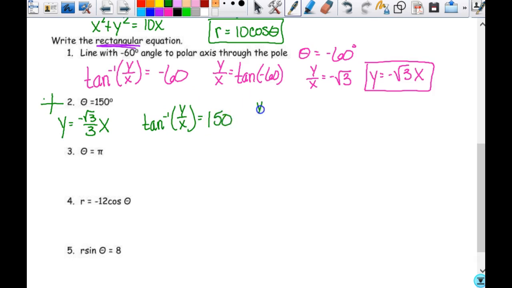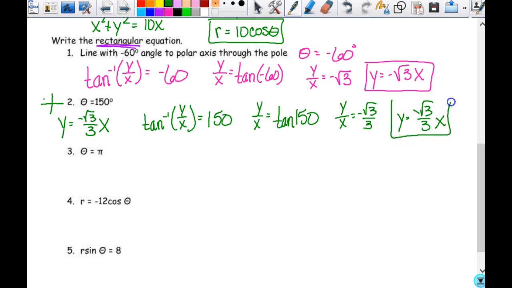So that means that y over x is equal to the tangent of 150. Okay? So that means that y over x is equal to negative square root of 3 over 3. And that means then that y equals negative square root of 3 over 3x. And that is the same thing I got from the very beginning by just understanding to do that one thing. Okay, but again, that's why I showed you from the beginning to substitute everything, so you don't have to overthink it if that kind of stuff confuses you.